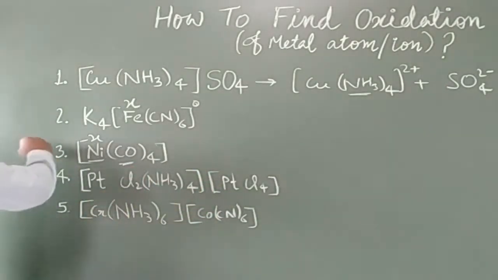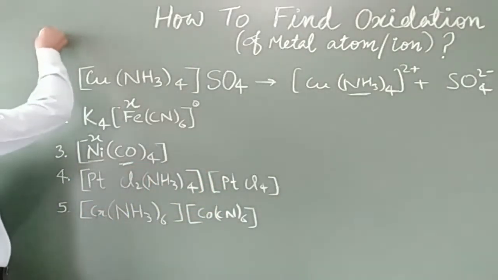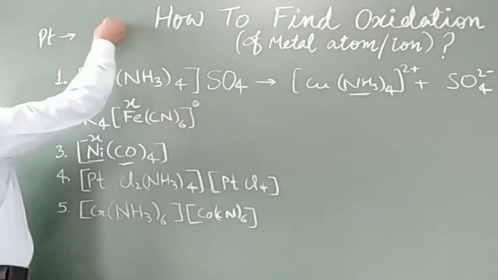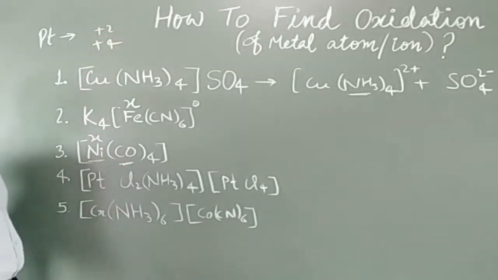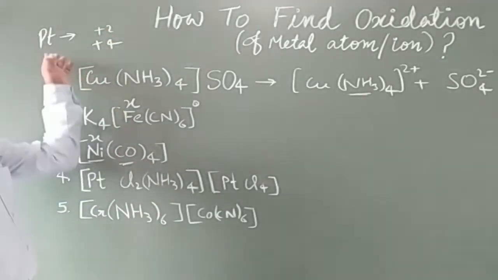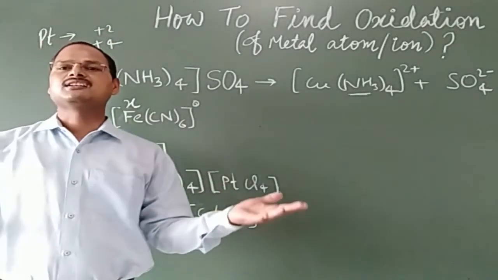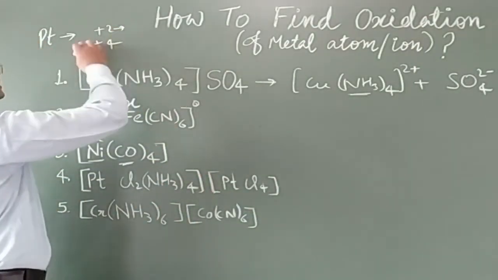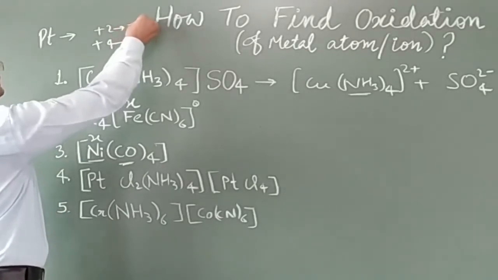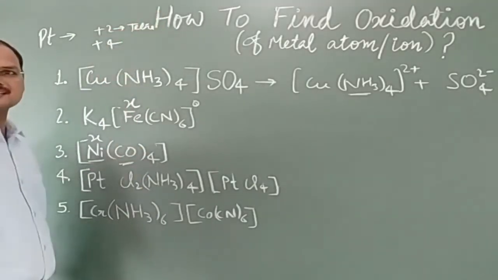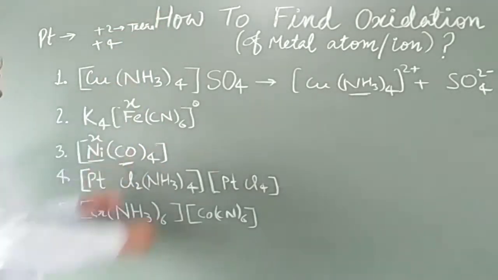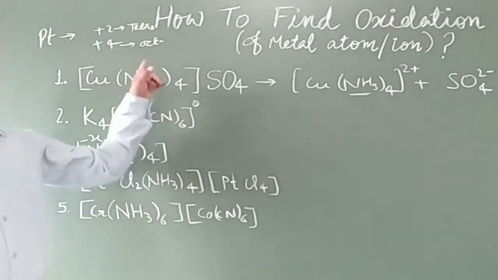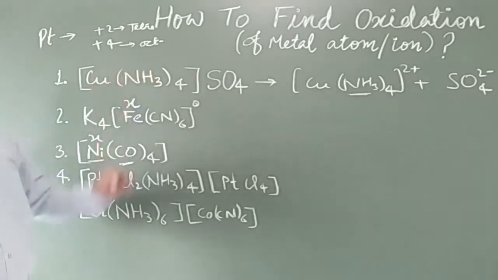For example, we know that platinum has the most common oxidation states plus 2 and plus 4. 2 oxidation states are common for platinum, because other oxidation states are unstable. This plus 2 oxidation state will be for a tetrahedral type of complex when the coordination number is 4, and the plus 4 oxidation state will be for octahedral, means when the coordination number is 6.